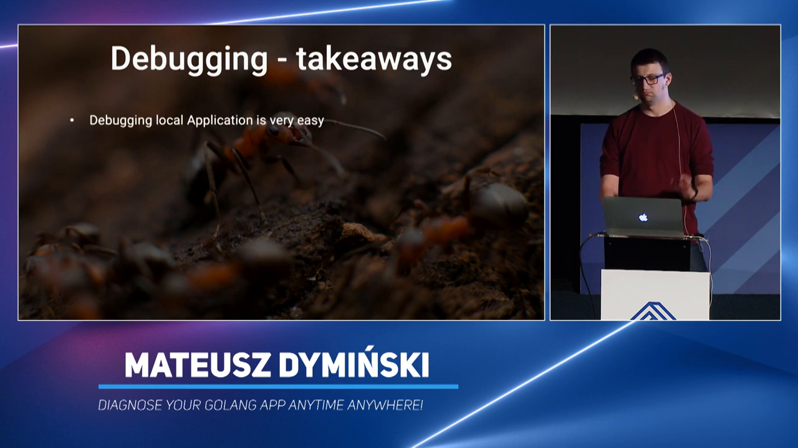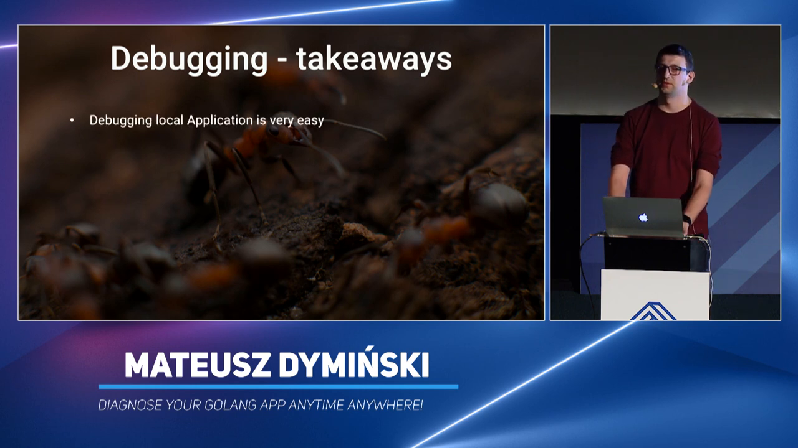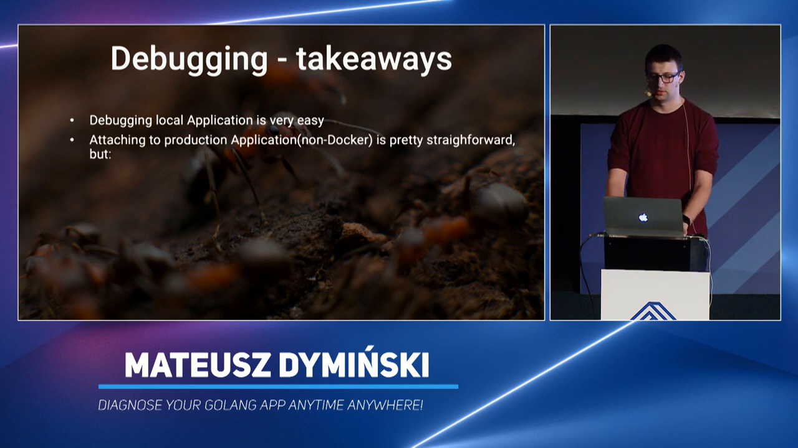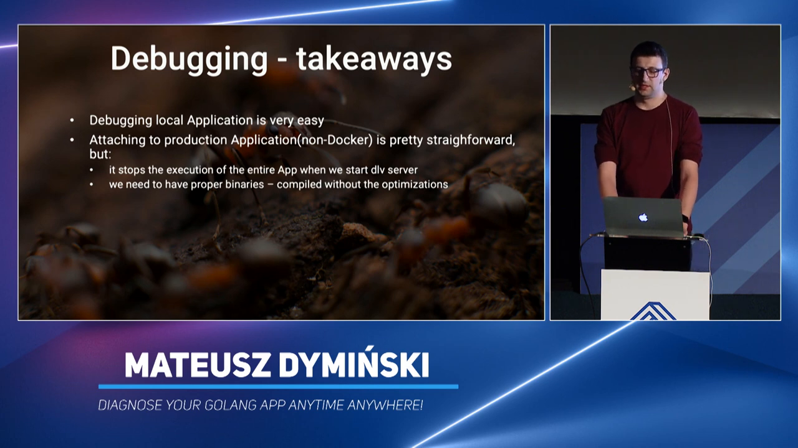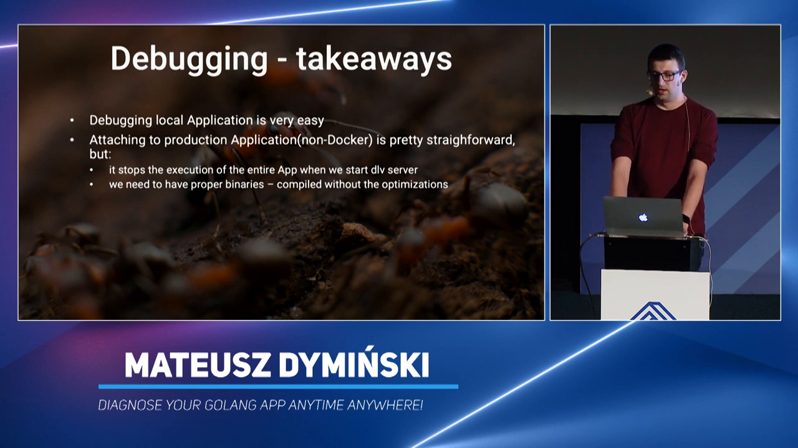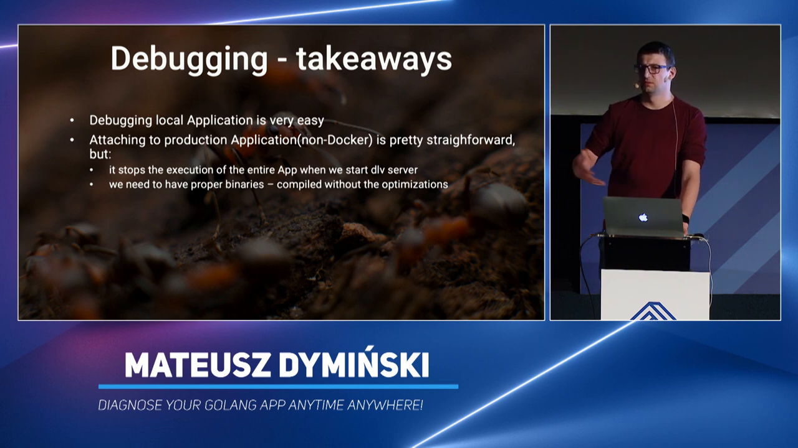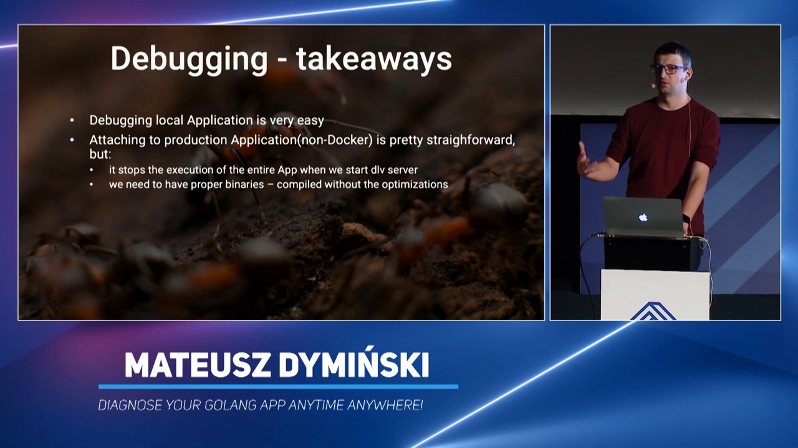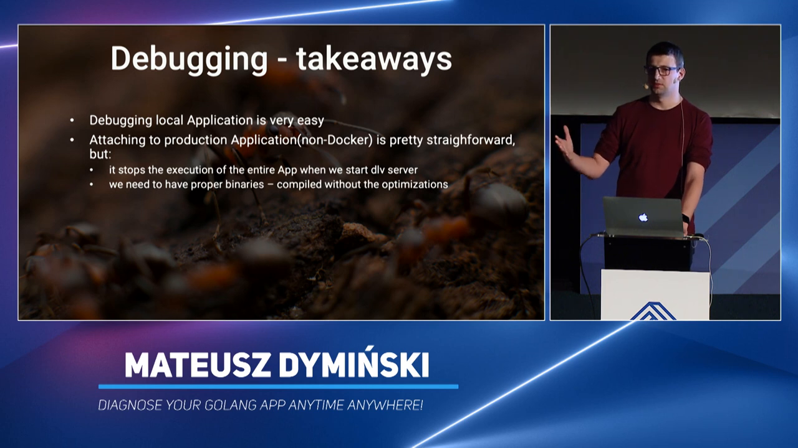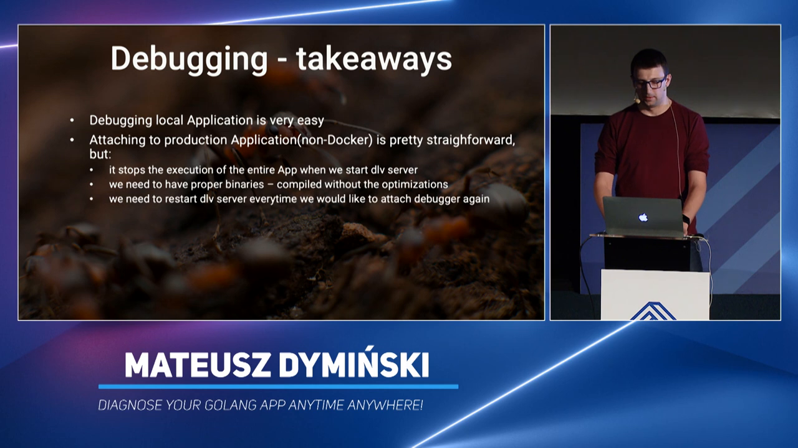Debugging in Go applications is very easy when we are running everything on localhost. And attaching to production applications, which are not in Docker, is also pretty straightforward. But we need to remember two things: it stops the execution of the entire app when we start Delve, okay? So when we start Delve, we cannot operate with this application. We need to set the breakpoint, and then the application can operate and work, okay?